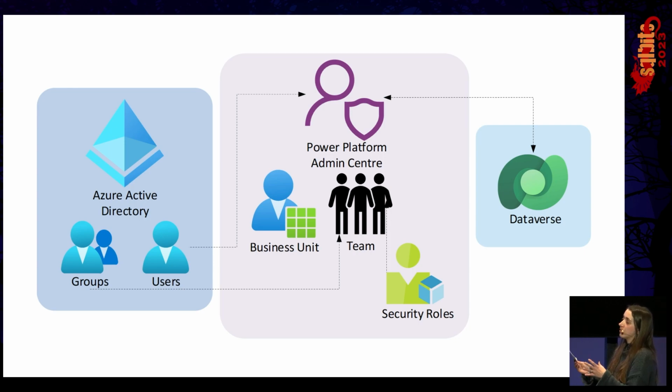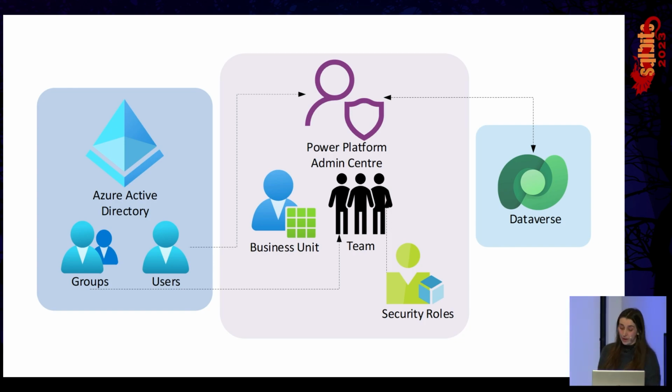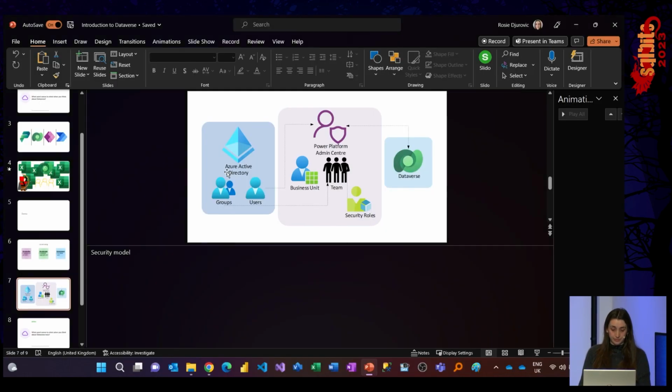We have our users within Azure Active Directory, and they are part of a group. And then in our Power Platform Admin Center, for each group, we have a respective business unit. We also have a respective Azure Active Directory security team. We apply our security role to that team, and this is then reflected in Dataverse. And today we're going to be building a row-level security model. Now let's take a look at how that works in practice.